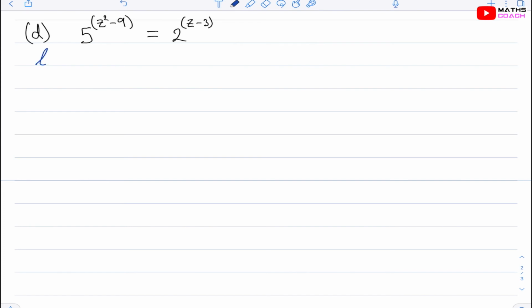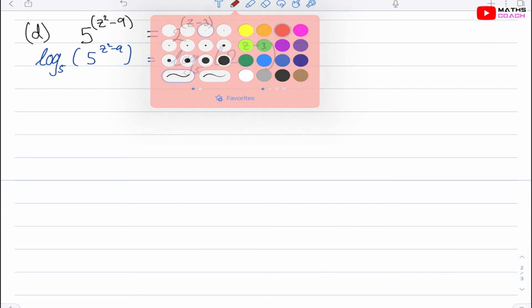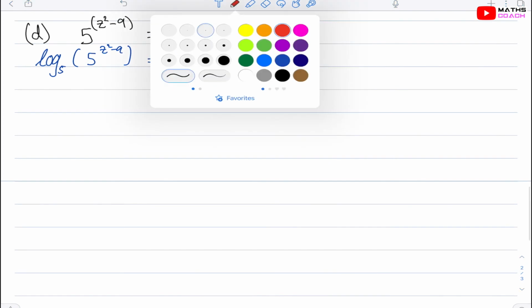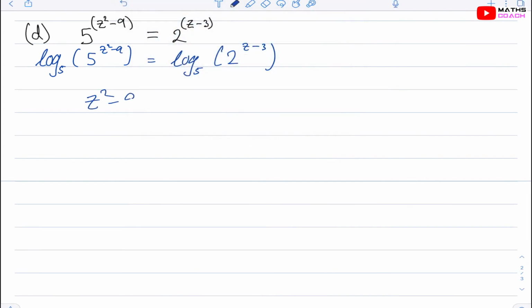In order to do that, we have to apply log to base 5 of 5 to the power of z squared minus 9, and do the same on the right hand side. It has to be log to base 5 of 2 to the power z minus 3. Now on the left side, because we're doing a log of 5 to base 5, the 5 and the log base 5 will cancel off, and that will just leave us with z squared minus 9 equals, here we have the log to base 5 of 2 to the power z minus 3.